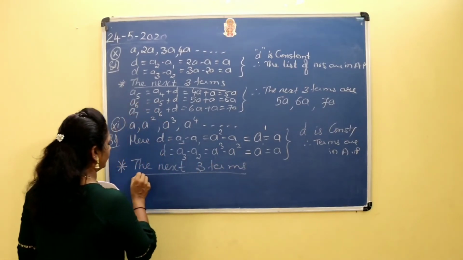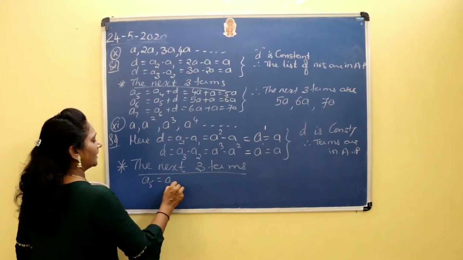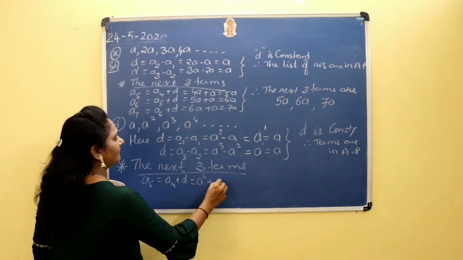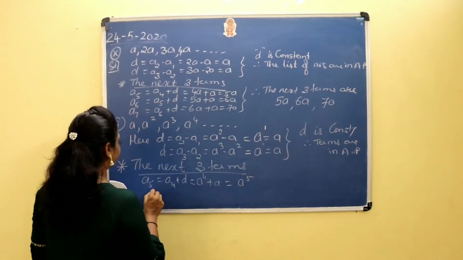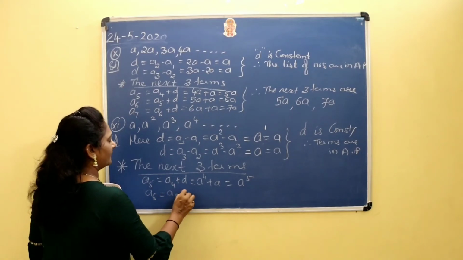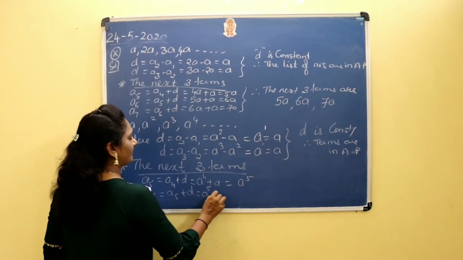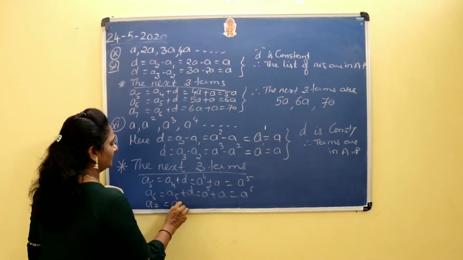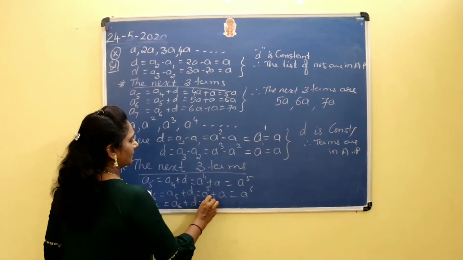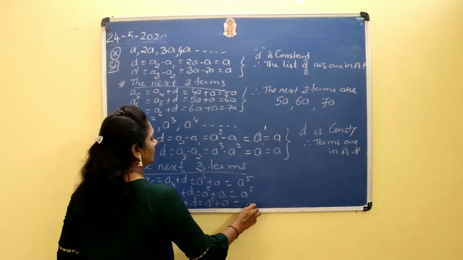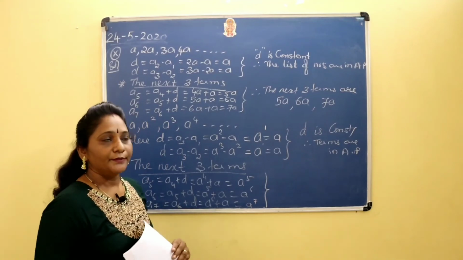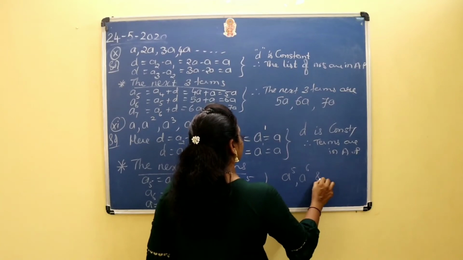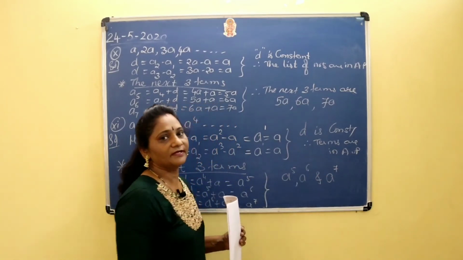So your next three terms will be: A5 is equal to A4 plus D. Your A4 is A raised to 4, plus A will give you A raised to 5. A6 is A5 plus D, A raised to 5 plus A will give you A raised to 6. Next term is A7, A6 plus D. A raised to 6 plus A will give you A raised to 7. Therefore, your next three terms are A raised to 5, A raised to 6 and A raised to 7.